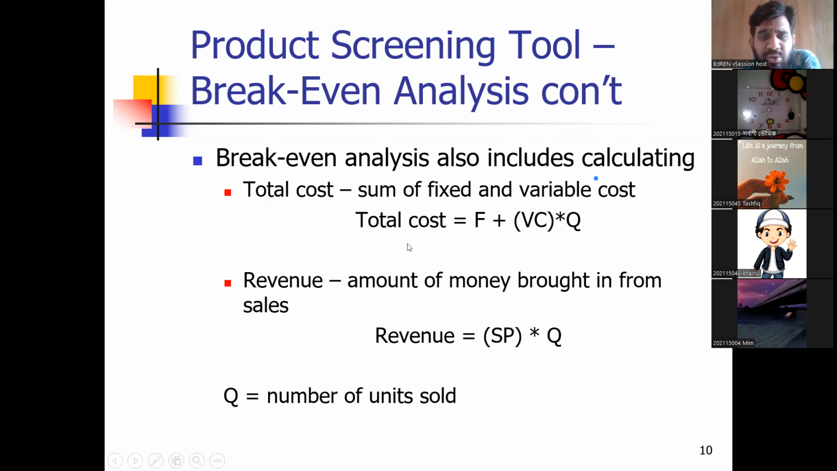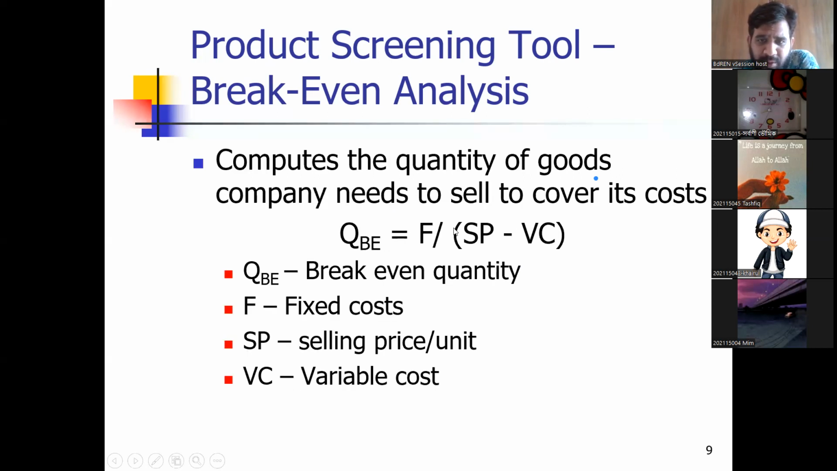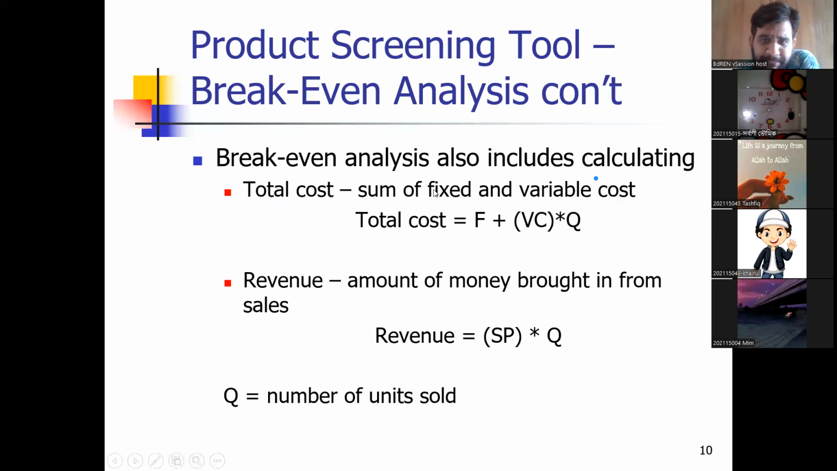You can also use this type of formula to calculate the break-even point. Break-even point, fixed cost plus variable cost into quantity. It is known as the total cost. What is the total cost for, say for example, 500 unit? Total cost will be fixed cost 1000 plus variable cost is $3 into 500, 1500. Total cost will be 2500. Are you getting the point?